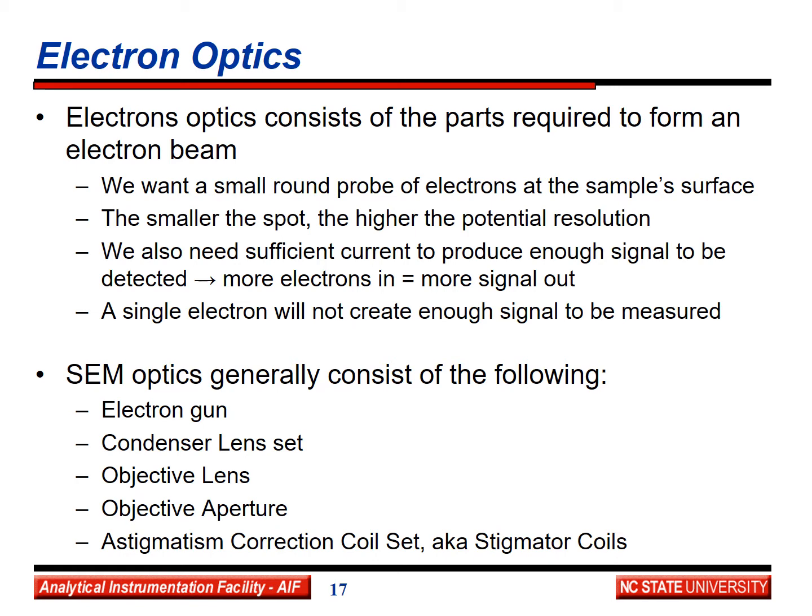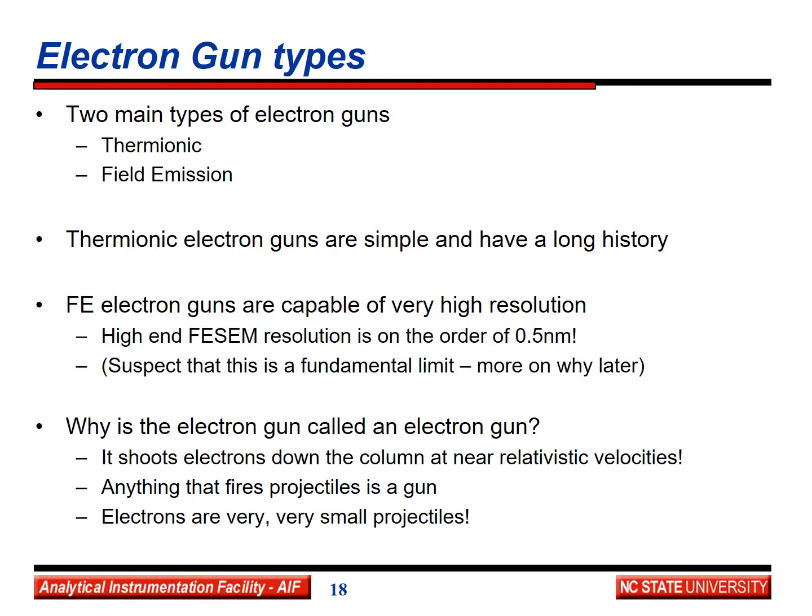SEM optics generally consist of an electron gun, the condenser lens set, the objective lens, the objective aperture, and the astigmatism correction coil set, which are also known as Stigmator coils. There are two main types of electron guns, thermionic and field emission. Thermal emitter electron guns are simple and have a very long history. Field emission electron guns are capable of very high resolution, with the limit on the order of a half nanometer.